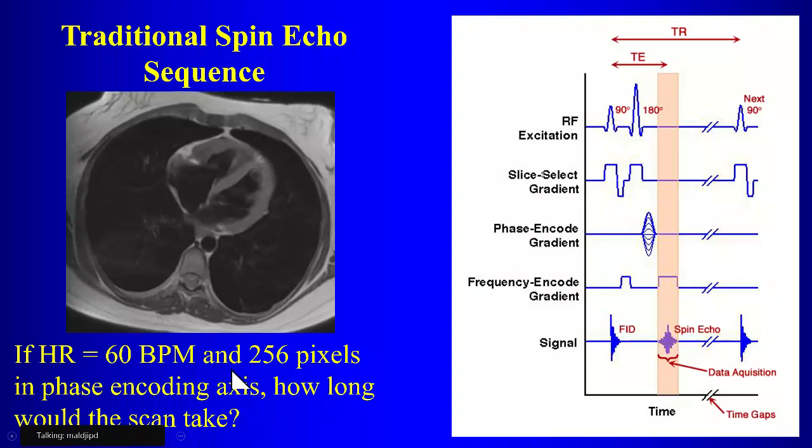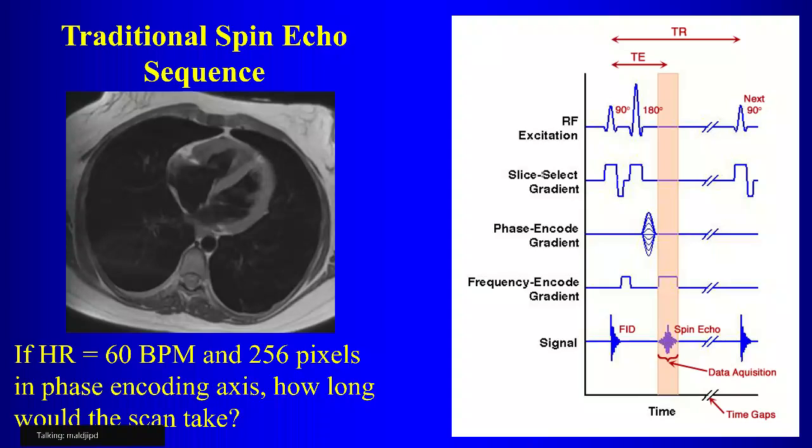So if your TR is 1 second and you're doing a traditional spin echo sequence, meaning you're only acquiring one line of K-space for every TR, and you need 256 lines of K-space, how many seconds is that going to take? 256 seconds, right? And we said that we need a breath hold, we don't want respiratory motion in our scan. Well, nobody can hold their breath for 4 minutes to be able to do that, right?